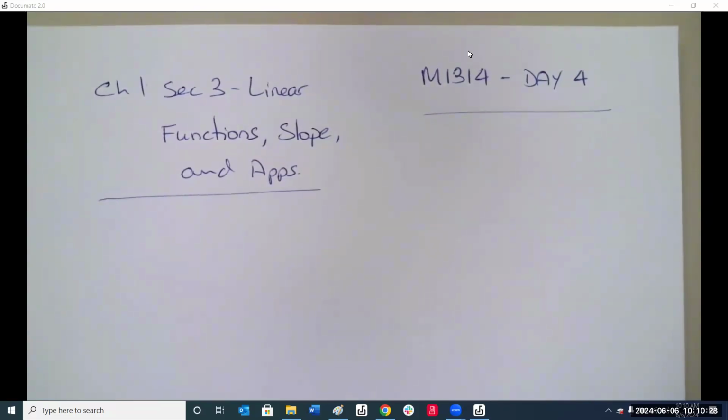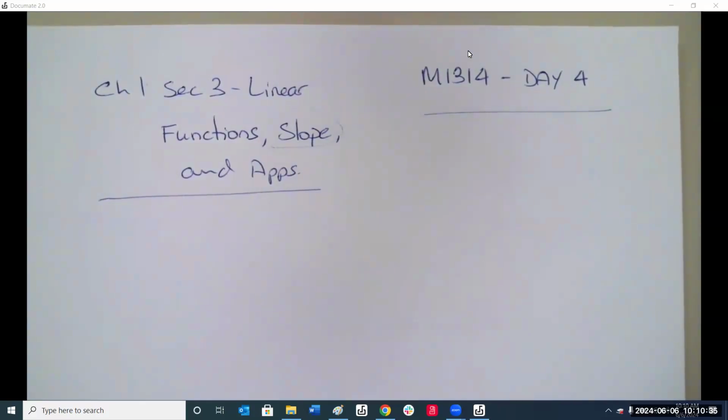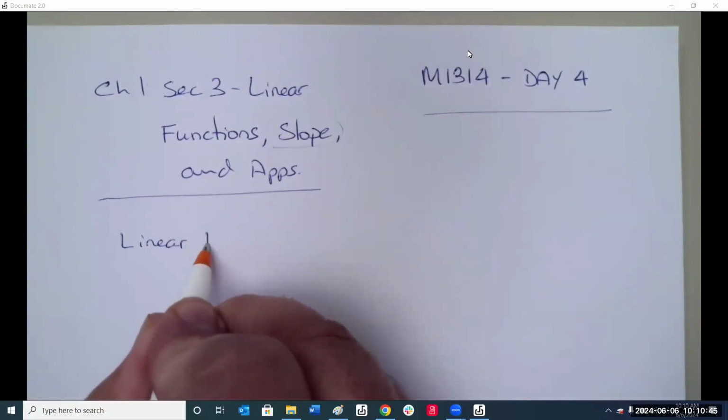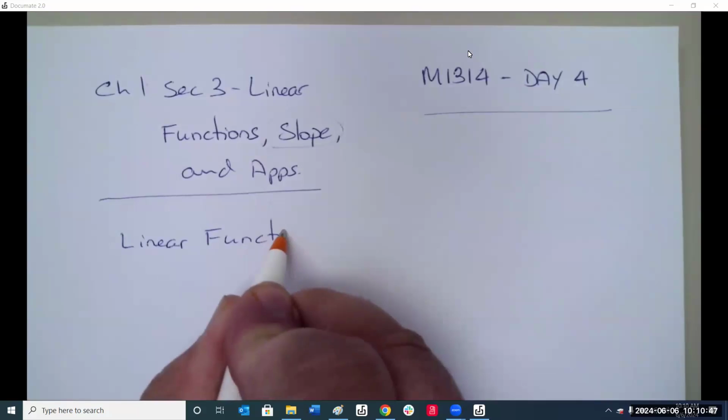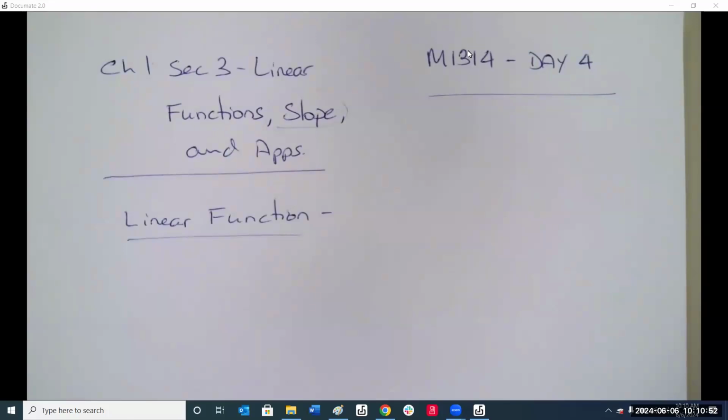Chapter 1, Section 3, linear equation functions, which we've all been talking about already. But now we introduce the concept of slope and then applications of how they're really used. So what is a linear function? A function that does not have any exponents or special operations.